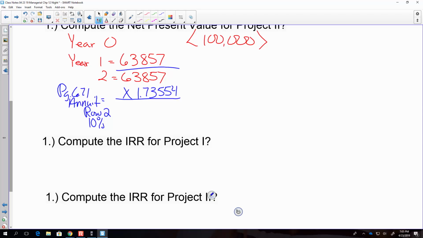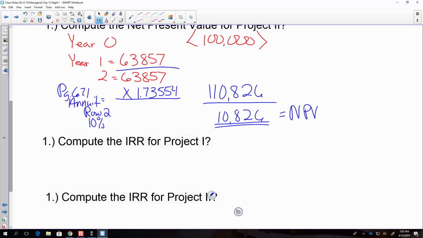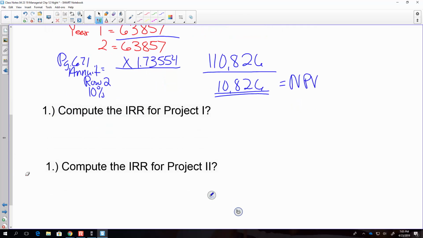Obviously, we're only going to multiply it once, right? Don't grab both numbers and multiply, because it's the same number for 2 years. 110,826. So 10,826. Well, again, positive, right? So we could do either project, right? So let's do the IRR quick.